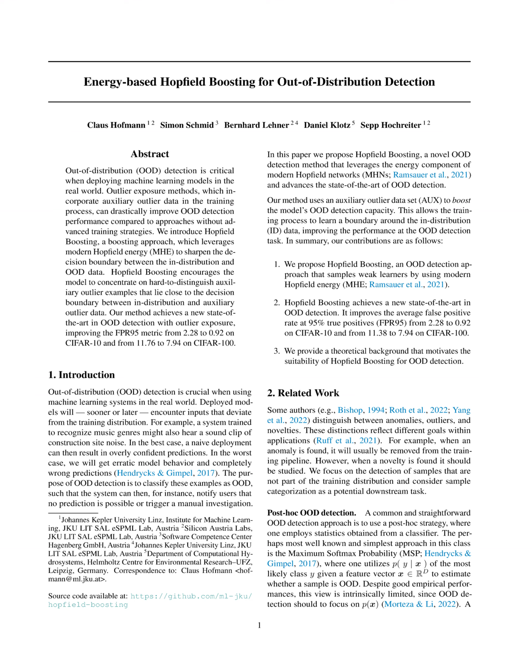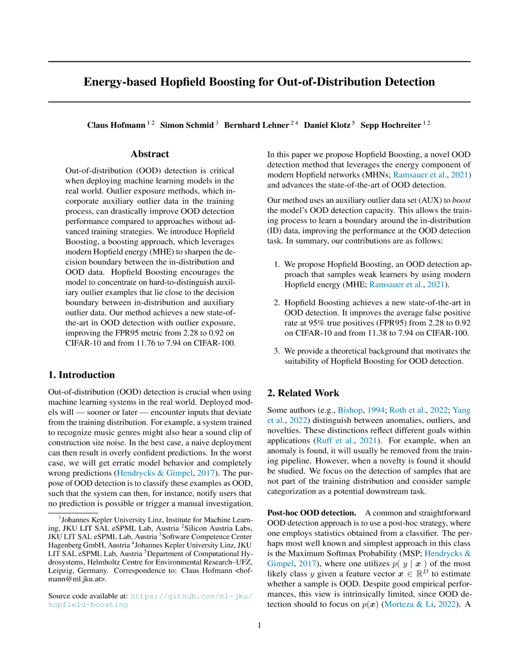This approach enables Hopfield Boosting to learn a decision boundary between in-distribution, ID, and OOD regions, improving the model's OOD detection capability. Additionally, Hopfield Boosting incorporates an auxiliary outlier dataset, AUX, during training to enhance the model's ability to detect OOD samples, further refining the decision boundary. Practically, Hopfield Boosting outperforms state-of-the-art OOD detection methods, such as POEM, by significantly reducing the false positive rate at 95% true positives, FPR95, on datasets like CIFAR-10 and CIFAR-100.